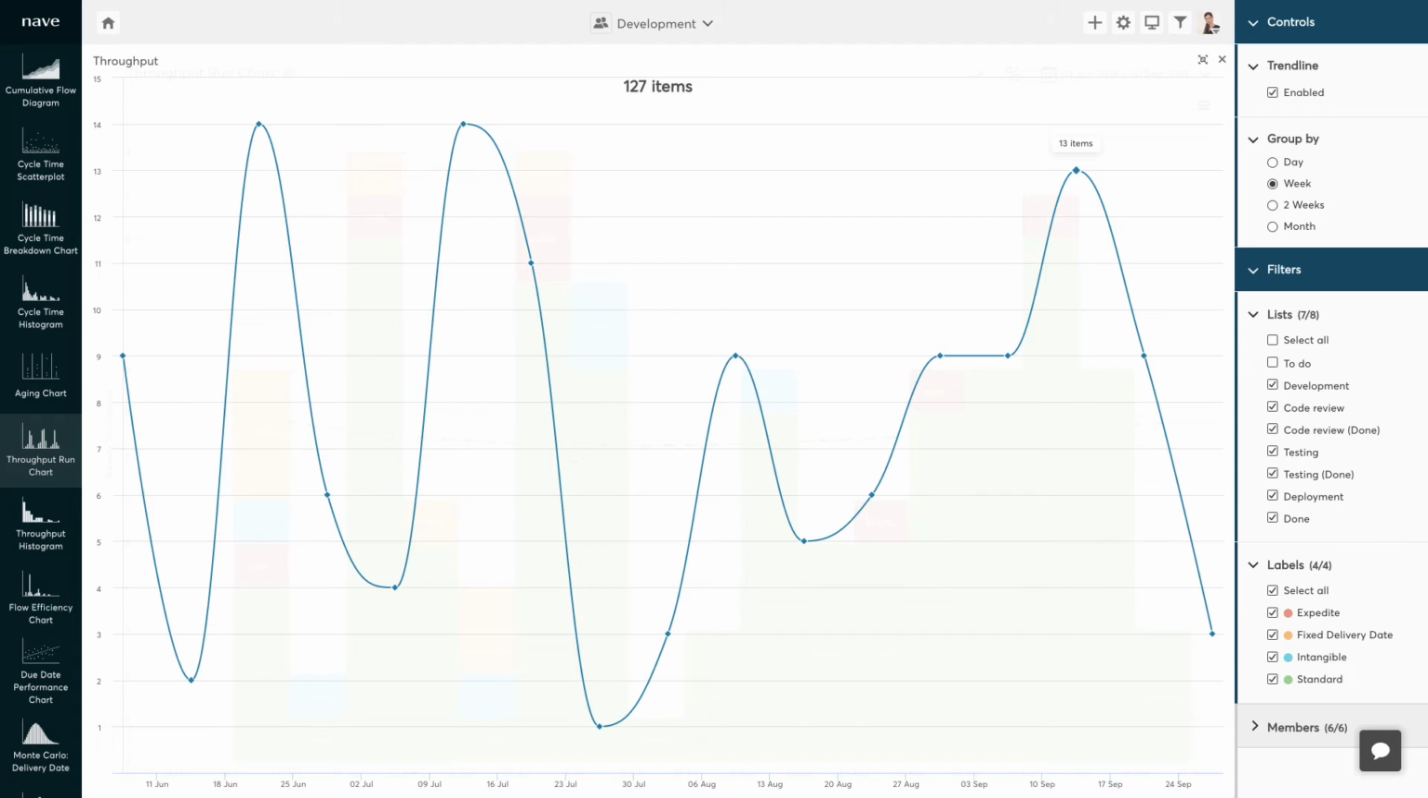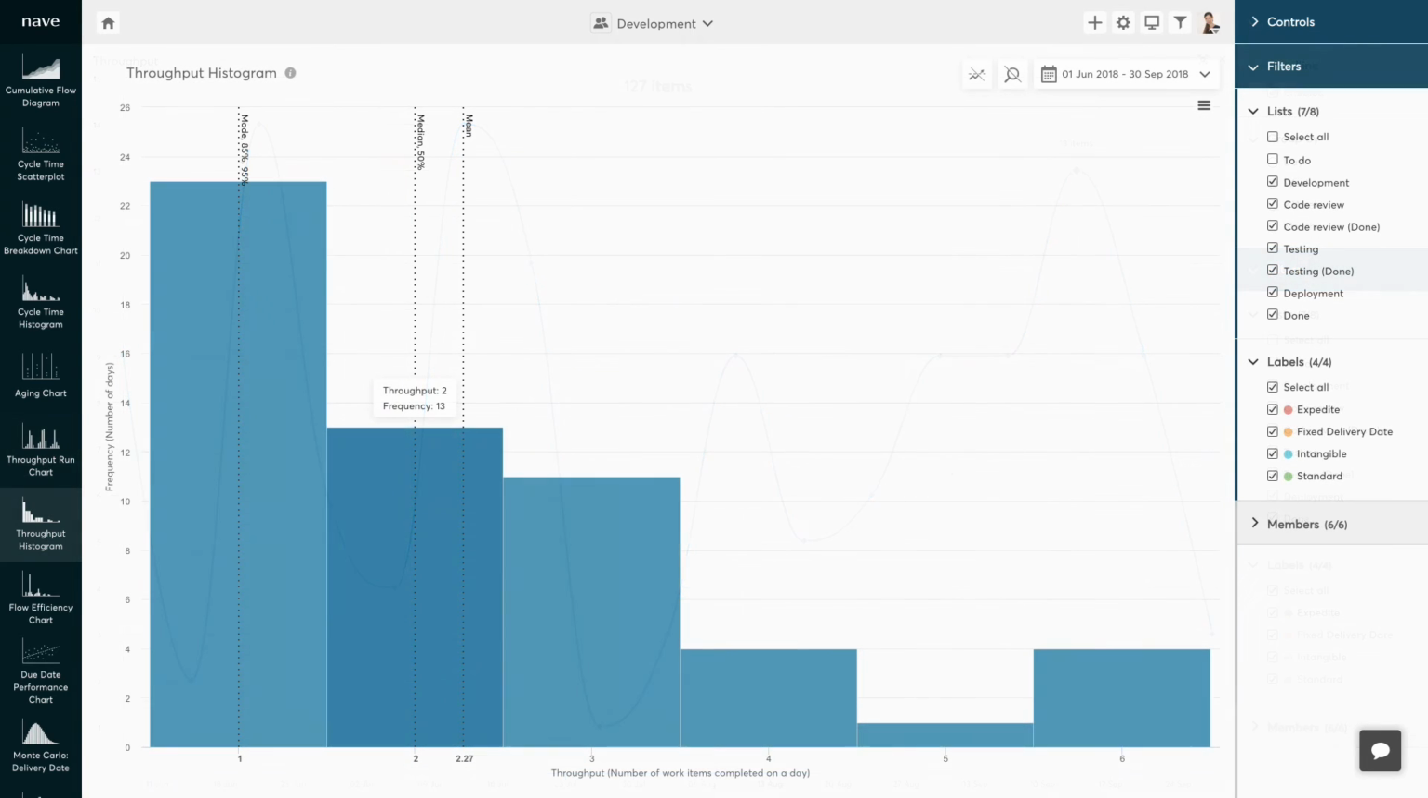It also visualizes how your throughput rates have developed over time. Ideally, the line should stay even or increase smoothly. Watch out for decreases in the throughput line. This indicates bottlenecks preventing your team from delivering consistently. The throughput histogram allows you to visualize how consistently your team is delivering results.